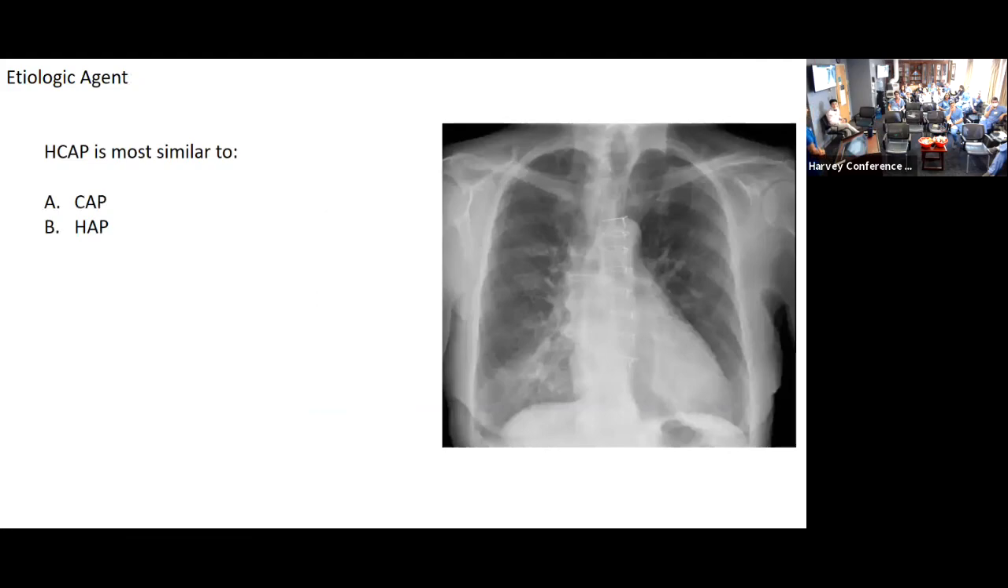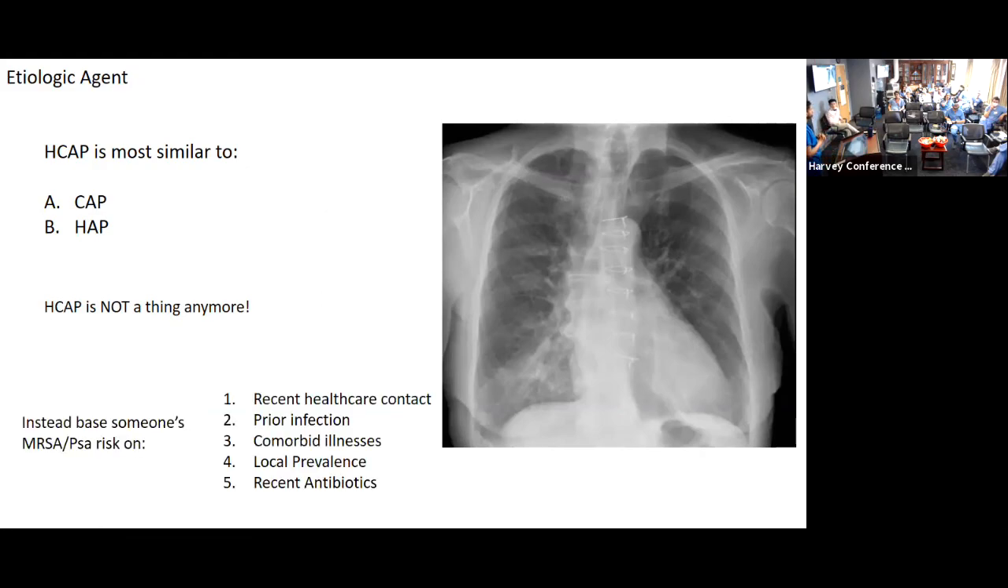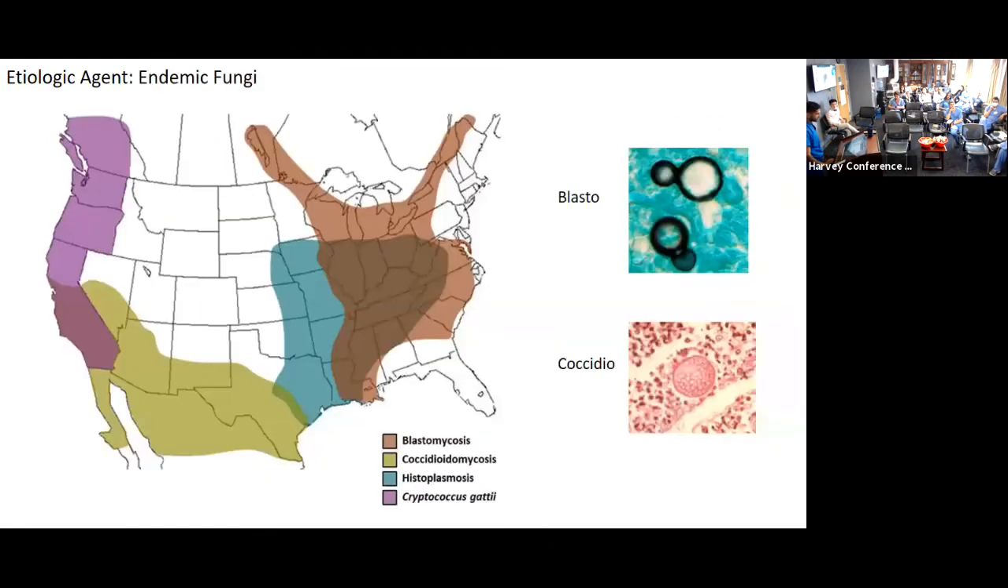So is HCAP more similar to CAP or HAP? Yep, it's CAP with risk factors for MRSA and pseudomonas. In fact, the IDSA and ATS have eliminated that label because it's just a blunt binary classifier. And instead, you're supposed to base somebody's MRSA or pseudomonal risk on their healthcare contact and the prevalence of the organism. And as you know, we went over that a little bit. Our local prevalence of both of these organisms is very high. So with recent antibiotics and contact with the healthcare system, you can, in a non-binary way, more probabilistically think about somebody's MRSA and pseudomonas risk.